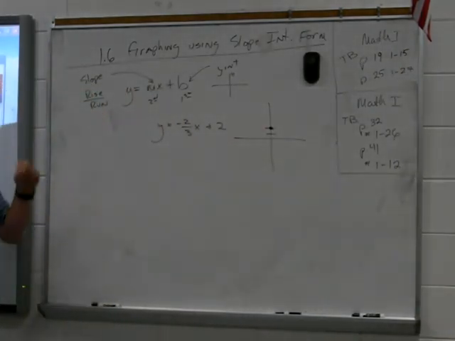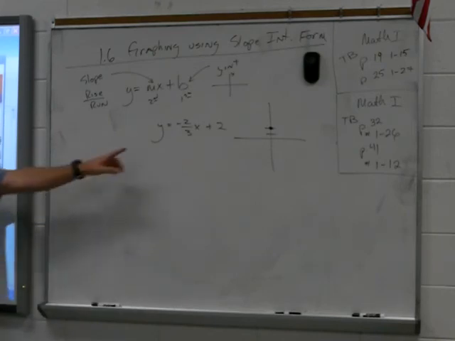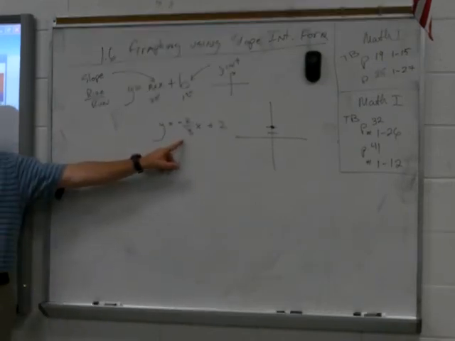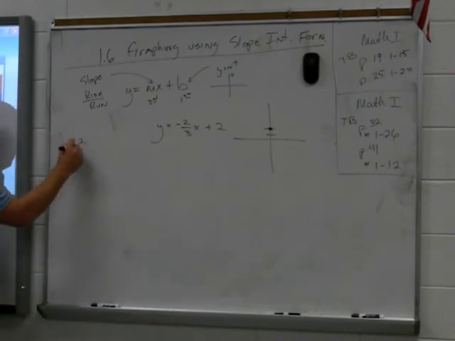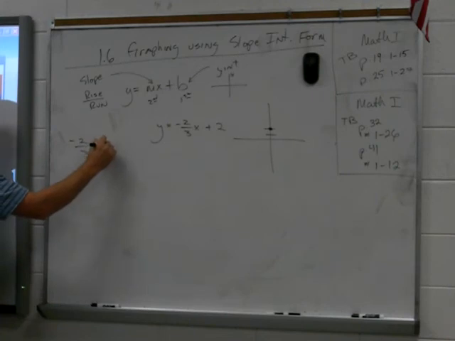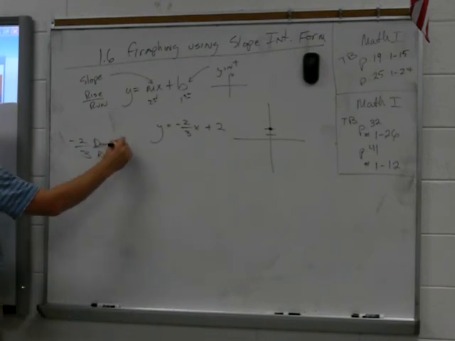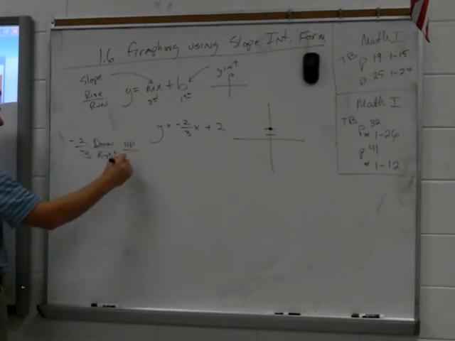Okay? From there, what do I do? What is my slope in this case? Negative 2/3, which tells me to go do what? Here's negative 2 over 3. What does that tell me to do? Down 2 and what? Right 3. The opposite of that would be what? Up 2 and left 3. Those are my 3 points.